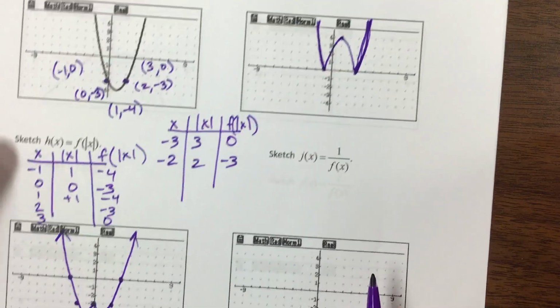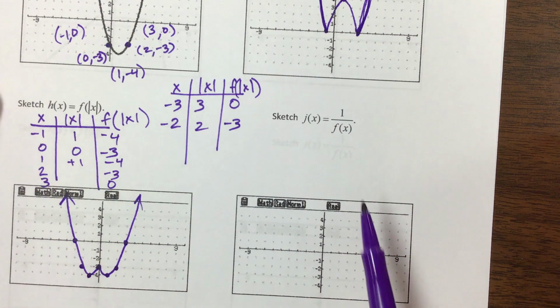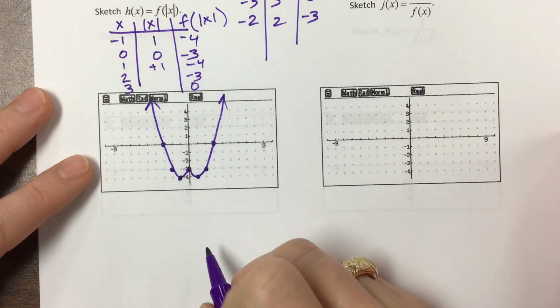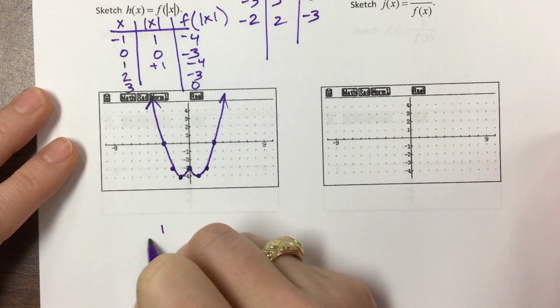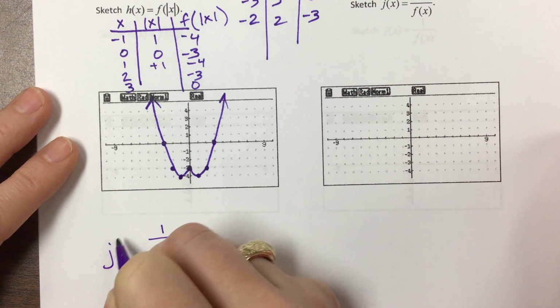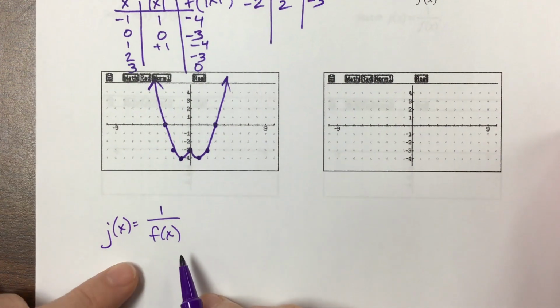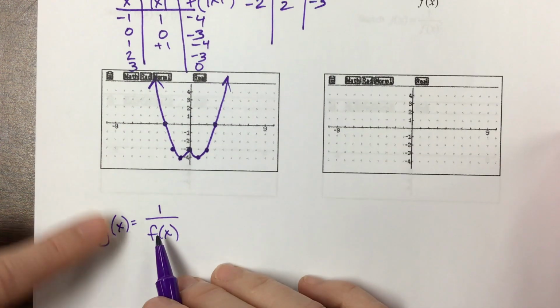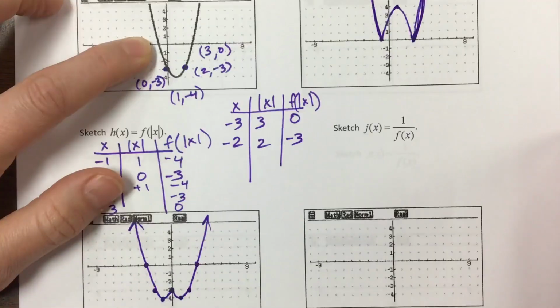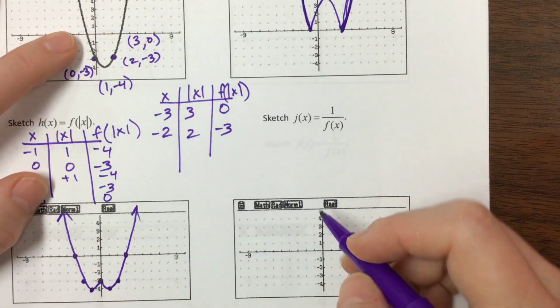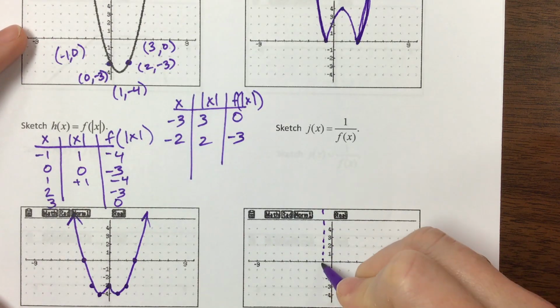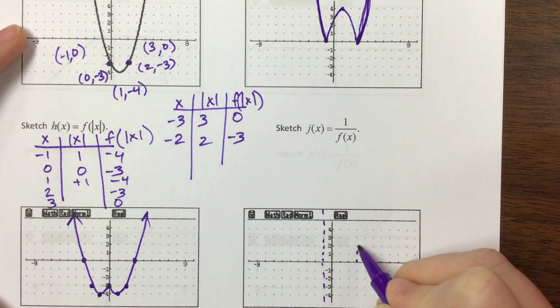The next one asks us to do 1 over f of x. Okay, so if you remember, we're looking at, this is j. J is equal to 1 over f of x. One thing that we cannot do, because we are not Chuck Norris, is divide by 0. Okay, so anywhere that I have a y value of 0 from this original graph, I'm now going to have an asymptote. And it was at -1 and +3. So at -1 and +1, 2, 3, I now have asymptotes because I can't plug in.